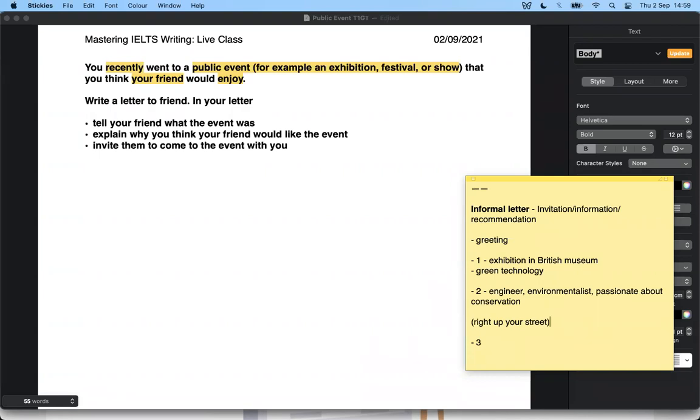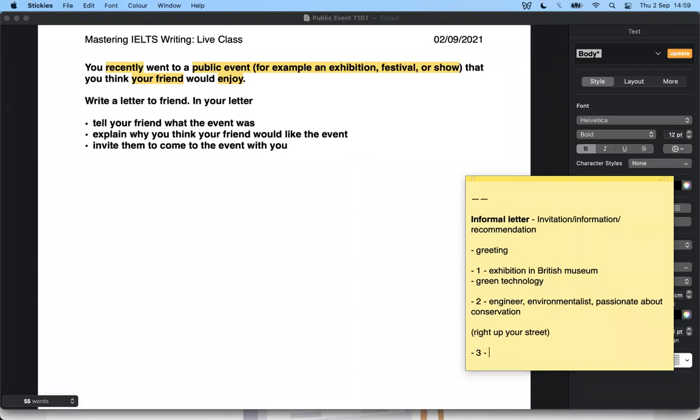So when it comes to informal letters, suddenly idioms can be everywhere. We use idioms a lot when we're talking. And essentially with an informal letter, you're trying to create a letter that could be spoken. So, you know, this sort of thing is right up your street.